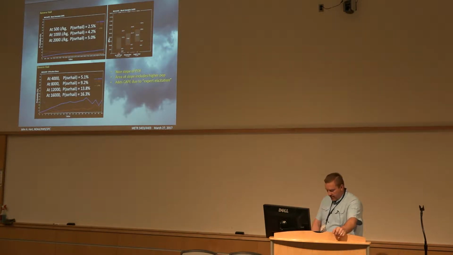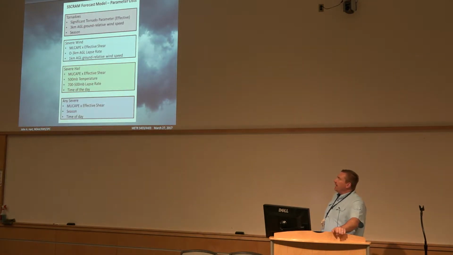But then I added to that quite a few other parameters. Here are the actual components that go into the SCRAM forecast system. So like when Ariel was showing the tornado forecast from that case in Indiana, it uses STP, the 3 kilometer above ground level, ground relative wind speed, and then it also knows whether it's summer or cool season. So the June through October period is taken separately than the other. After months of trying different parameters and plugging them in and attempts using expert elicitation, that was what I came up with. And then you can see the same for wind and hail and any severe.